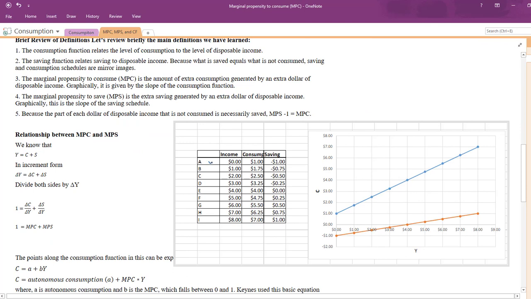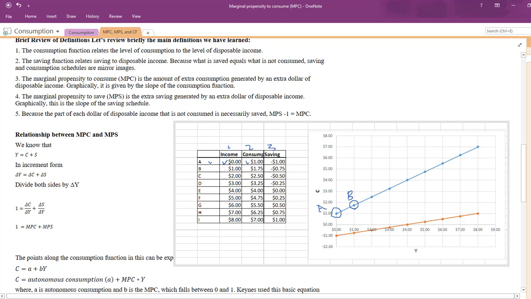You can see there are 9 data points. The first column is income, the second is consumption, and the third is saving. When income is 0, consumption is 1. This point is represented by A, and this point is represented by B.